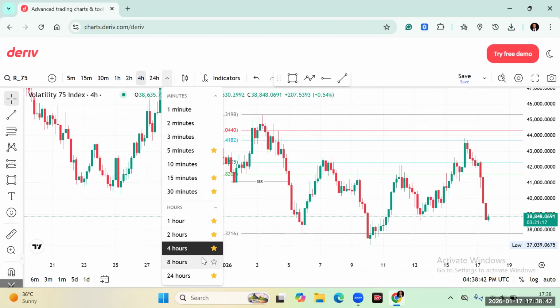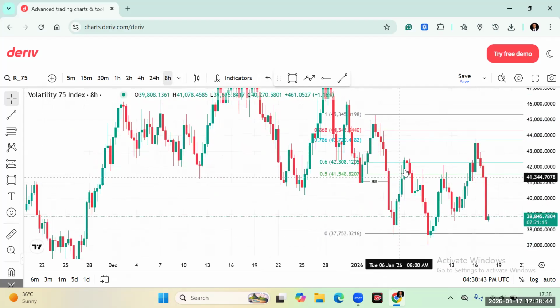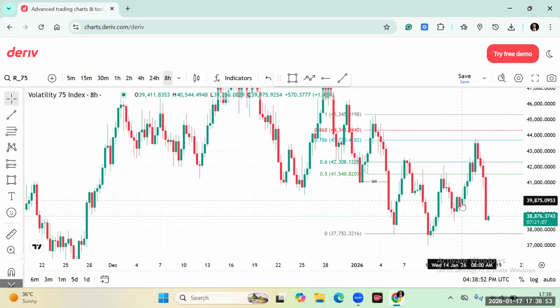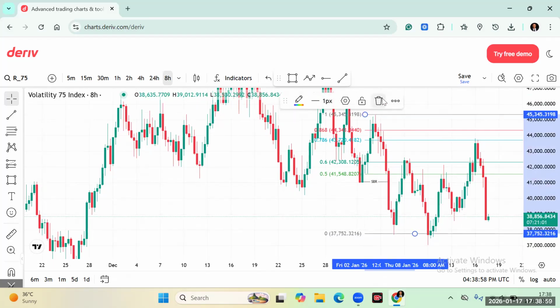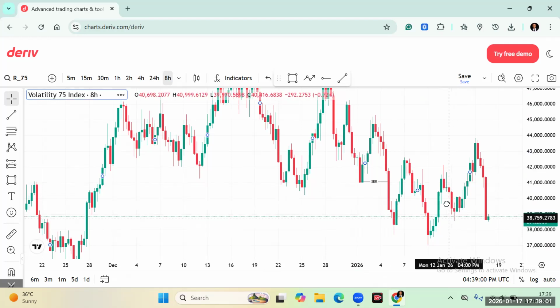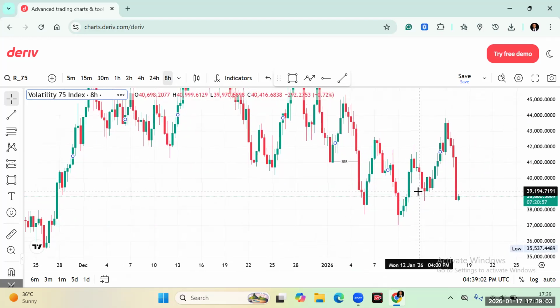Let me come to 8 hours. This sell that happened could not break below this low, the body of the candle, which means that this is still the high of the range. The second sell that happened also could not break this low, the body of the candle. So what we had in this second sell was that price actually started buying.